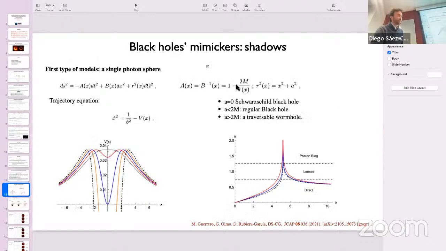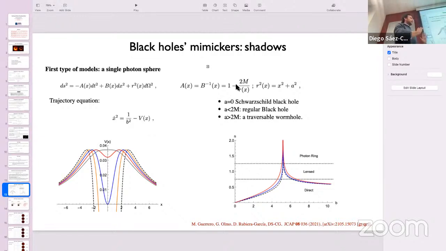So we are going to start by dealing with a particular spacetime metric that is described by these two functions, very similar to Schwarzschild. Actually, Schwarzschild is, as I said before, a particular case where this parameter A is equal to zero. If we have an A that is less than two times the mass of the central object, what you have is a regular black hole. And if you have A over two times M, you will have a traversable wormhole.